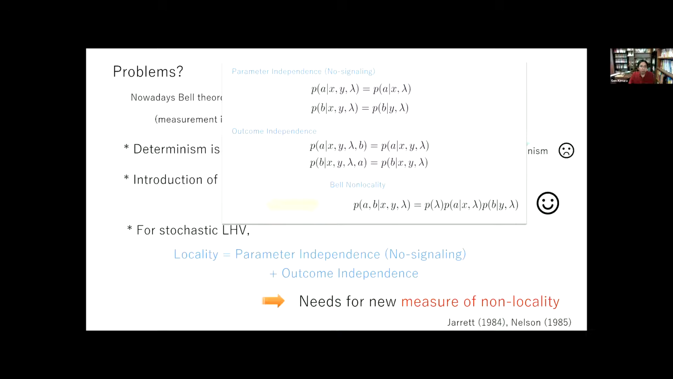By the way, there is a good reason why Hall only considers the parameter independence. Indeed, in the deterministic model, which Bell assumed, the outcome independence is automatically satisfied. So we can only consider parameter independence. But in any case, since he is also dealing with a non-deterministic case, I think this assumption must also eventually be taken into account.